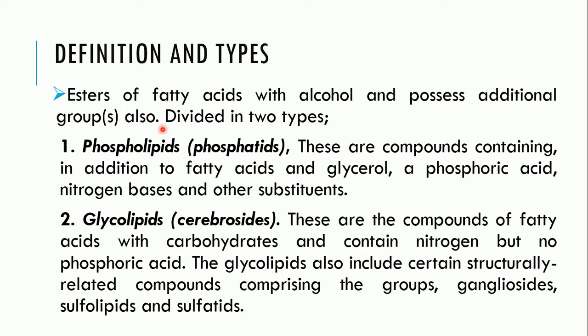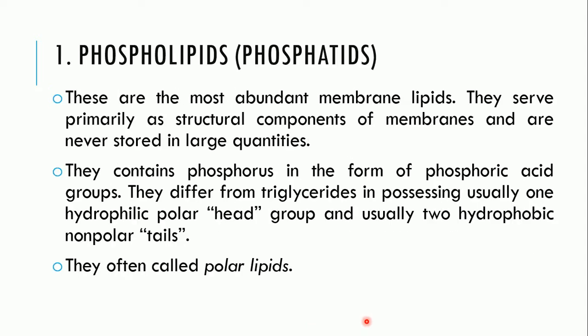It is divided into mainly two classes: phospholipids, that is phosphatides, and glycolipids, that is cerebrosides. Phospholipids are compounds containing, in addition to fatty acids and glycerol, phosphoric acid, nitrogen bases, and other substituents. Whereas glycolipids are compounds of fatty acids with carbohydrates and contain nitrogen but no phosphoric acid. Glycolipids also include certain structurally related compounds comprising the groups gangliosides, sulfolipids, and sulfatides.